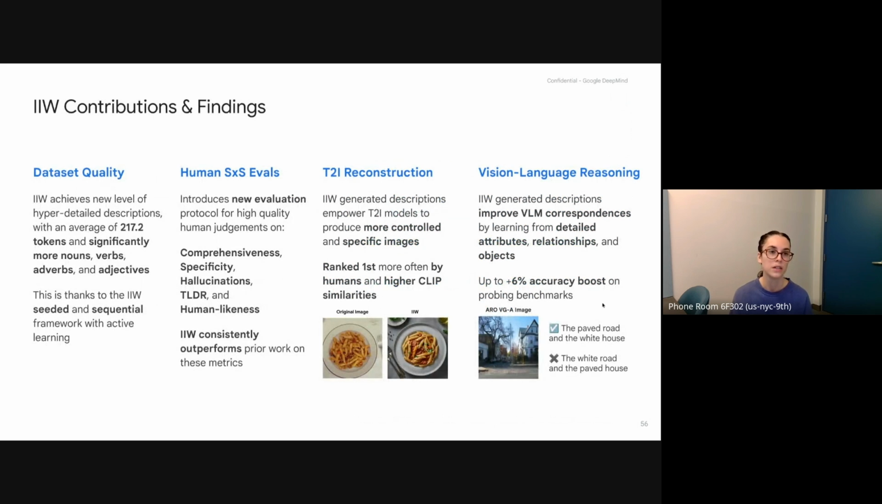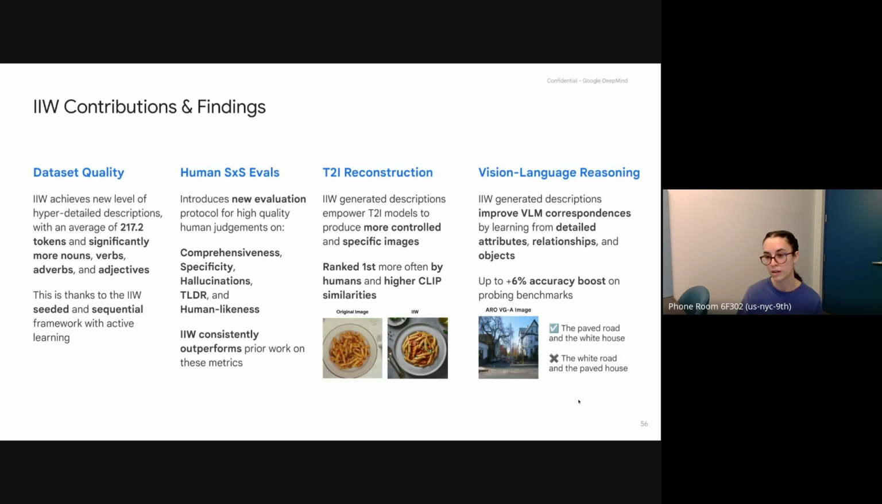So in conclusion, with ImageInWords, we were able to reach a new state-of-the-art dataset quality where we have over 217 tokens on average per description. And as we saw, a significantly richer part of speech distribution with more nouns, more verbs, adverbs, and adjectives. A lot of this is coming from our framework, which was both seeded and sequential, trying to balance both efficiency and quality while having humans in the loop. We also have this active learning element where we could update our seed quality over time during our annotation process. We introduced this new human side-by-side eval suite, which consists of 5 metrics: comprehensiveness, specificity, hallucinations, TLDR quality, and human likeness.